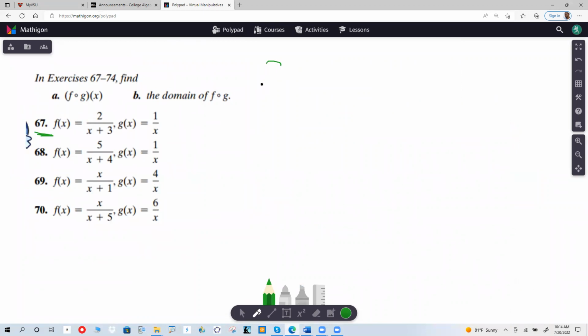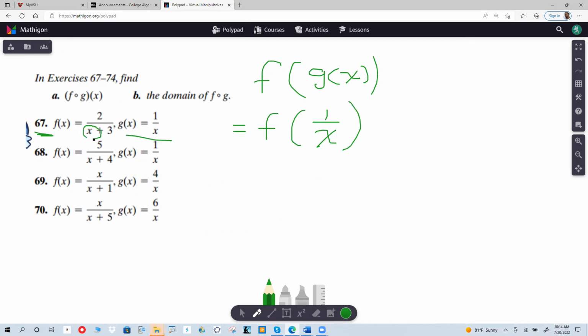I'm going to start with f of x, but inside, I'm going to write g of x. I'm going to show you a few steps. g of x is 1 over x, that's what it says. I'm going to go to my main function and replace it with 1 over x. I have to do some algebra. That's why you did some of these things in the previous sections. It's going to be a little bit of work.